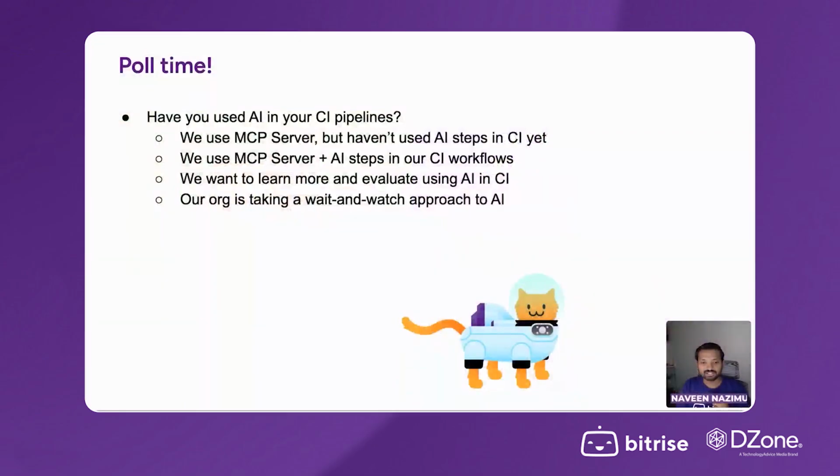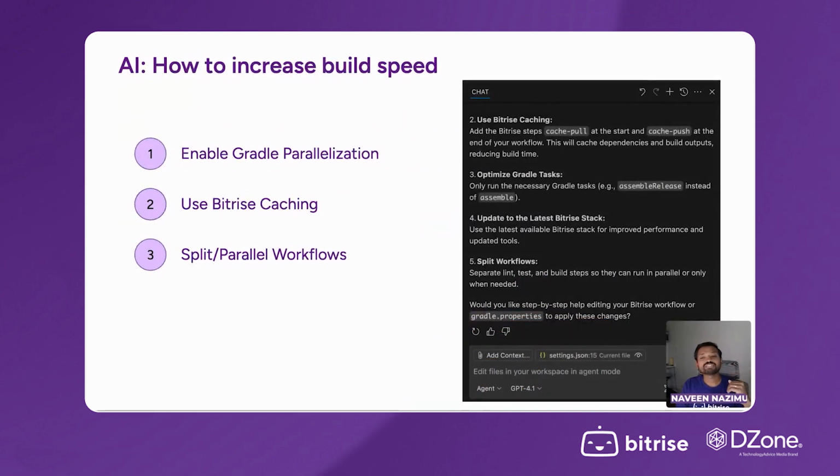All right. So let's go back to the MCP server where I wanted to ask a question. The question I asked the MCP server, while preparing for this presentation, was how to increase build speed. This was an Android project. So it suggested three things: one, enable greater parallelization; two, use Bitrise caching; three, use parallel workflows. So let's take each one of them one by one.